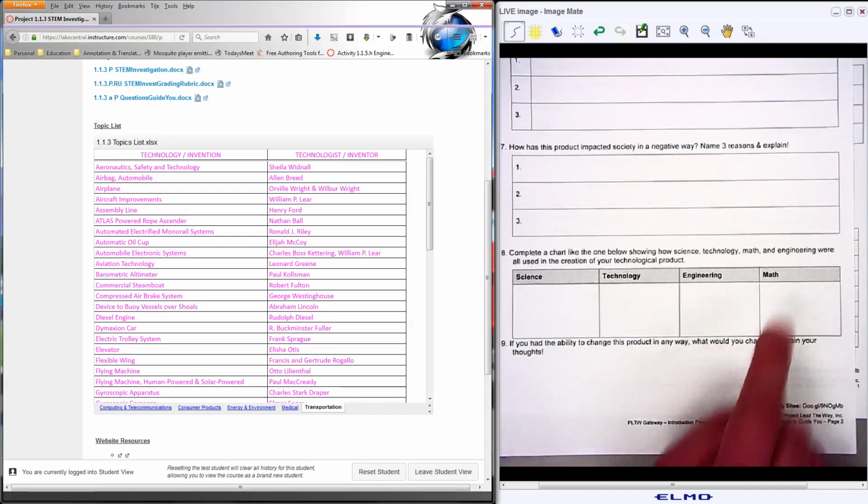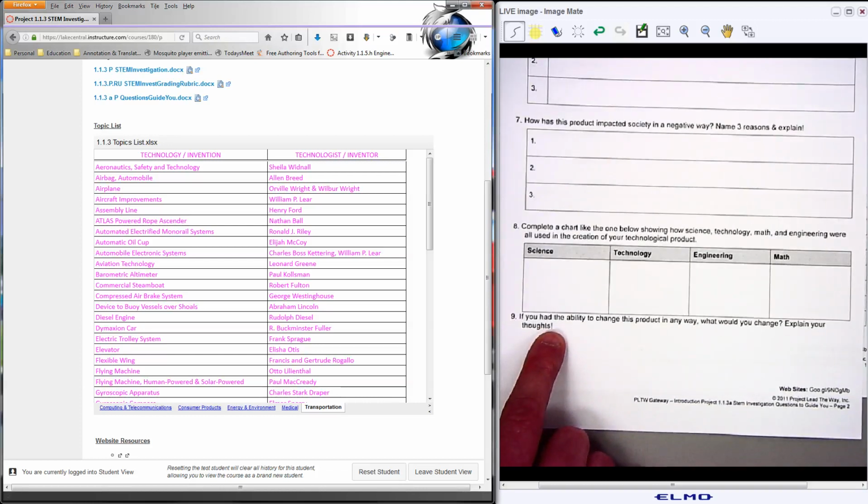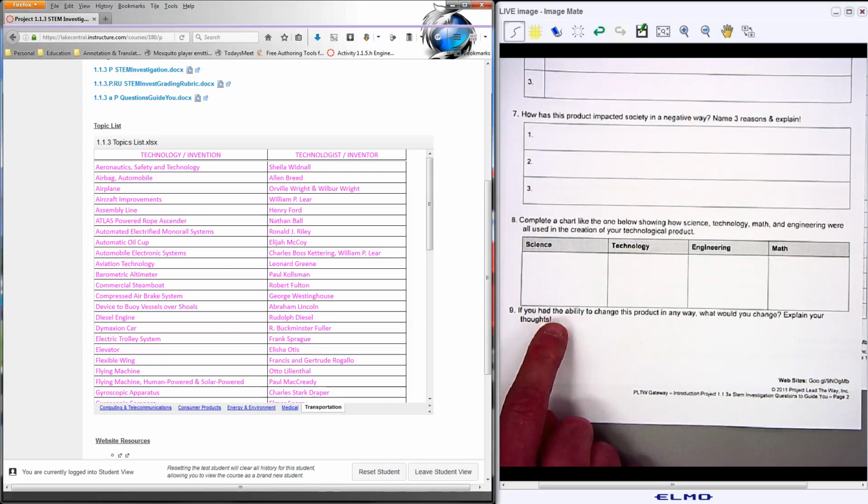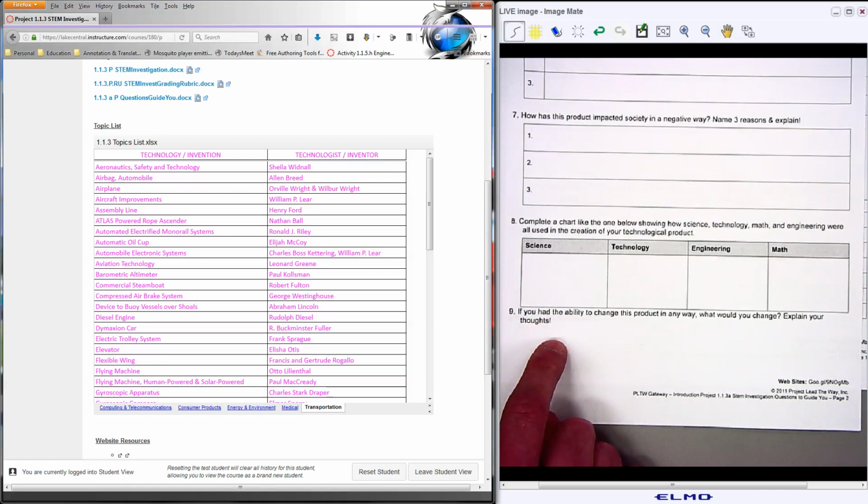And the last question, if you had the ability to change this product in any way, what would you change and explain? So we want to give one good thing we can change to make this product better. Don't leave this blank. Don't say that you don't want to make any changes, because that equals not even answering the question at all. It's the same. So give us some sort of good change, a possible change, not something that's way far out there.